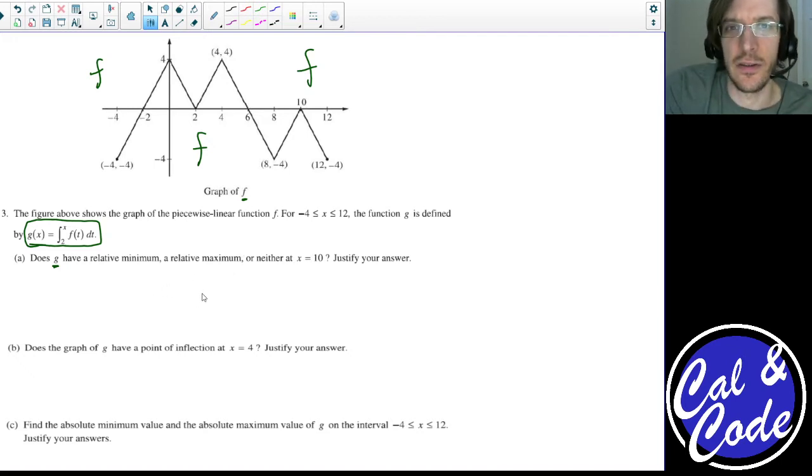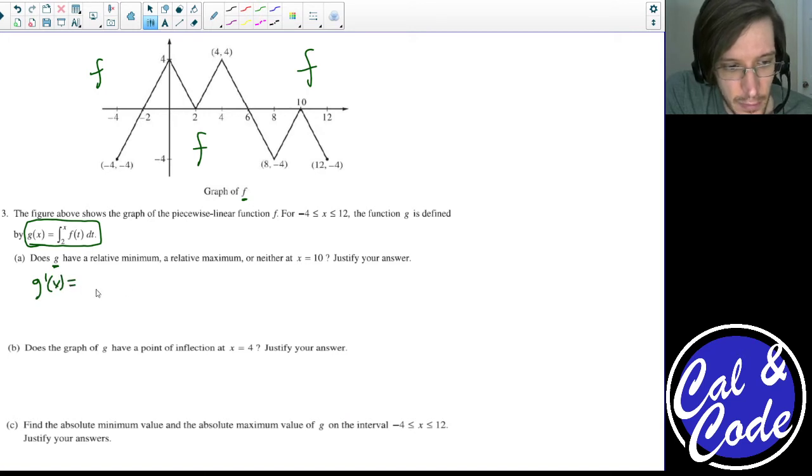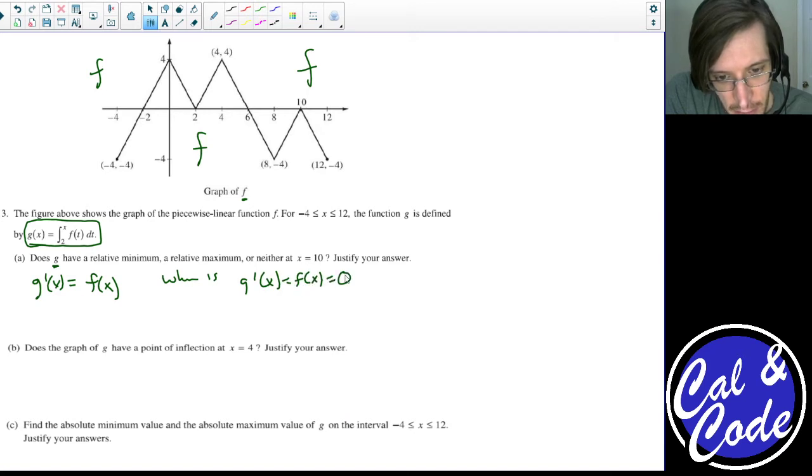Well, the thing we have to ask ourselves is, how do we determine whether or not something has a minimum or a maximum? To do that, we have to think about its derivative. Things have relative maximums or minimums when their derivative is equal to 0. So g prime of x, if I take the derivative of this, I would get f of x. So what I want to find out is, is g prime of x, equaling f of x, 0? And is that true at 10?